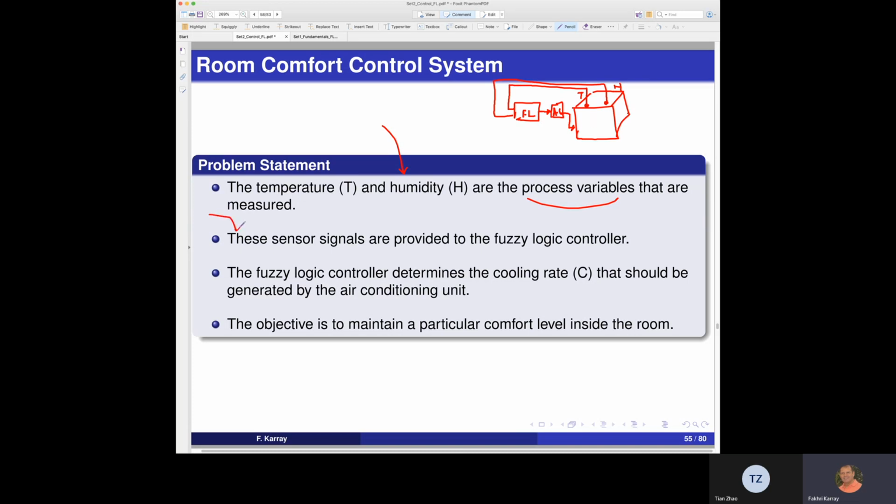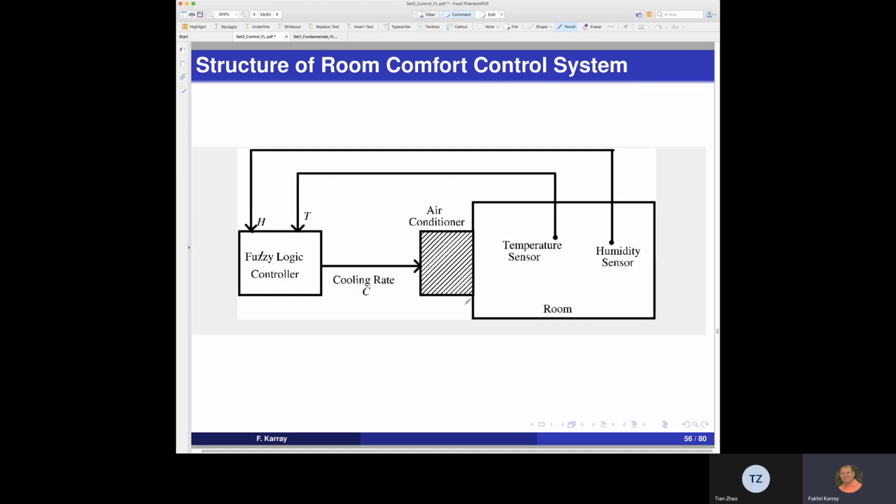So this type of sensor system is provided to the fuzzy controller, as I mentioned to you. So this is the fuzzy logic controller. We usually call it FLC, okay? And it's going to go to the air conditioner. So the fuzzy logic controller determines the cooling rate that should be generated by the air conditioning units. So this is exactly what I wanted to mention to you. So this is the room temperature sensor and humidity sensor, going to a fuzzy logic controller, heat, temperature.